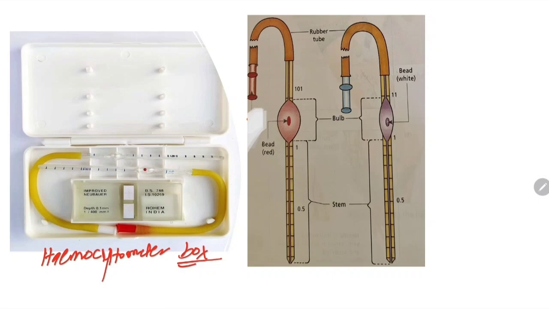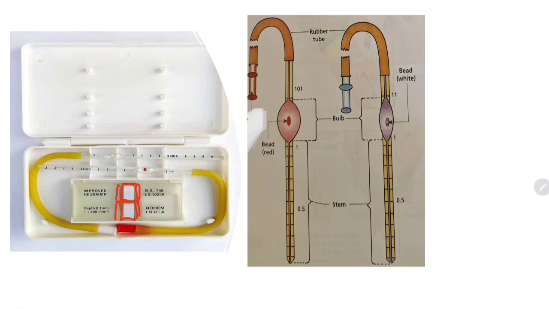So this slide is called Neubauer's slide, improved Neubauer's slide, or hemocytometer slide. We can also use the term improved Neubauer's counting chamber. So these are the two counting chambers. Here we can see, let me show you, we have a gutter, two side pillars, and then one gutter here. So we have two chambers here, two counting chambers.